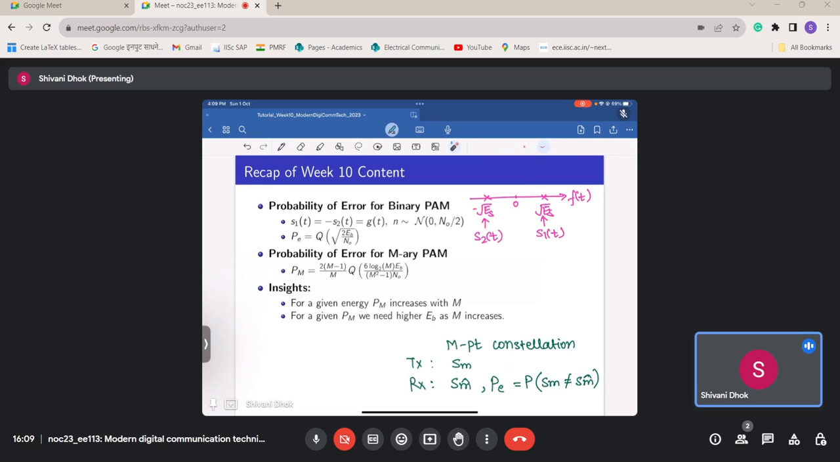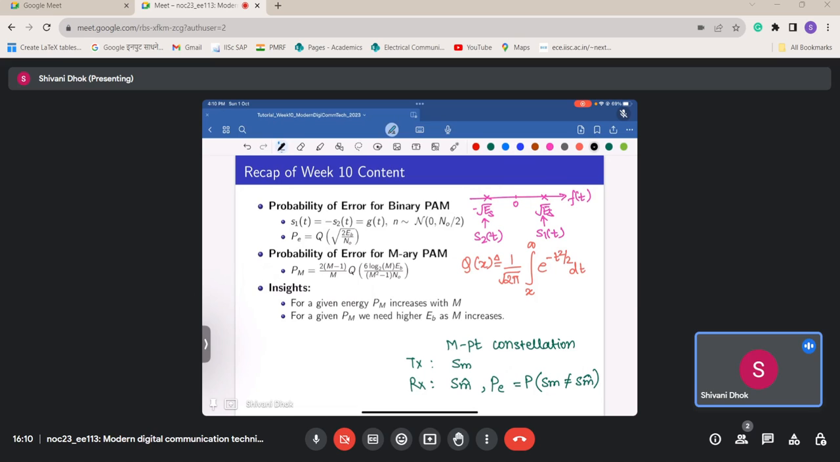So this is what is written here: s1(t) equals minus s2(t) equals g(t), and the noise is distributed as a Gaussian random variable with 0 mean and variance N_0 by 2. The probability of error for this constellation is obtained as Q of root 2E_b by N_0, where the Q function Q(x) is defined as 1 upon root 2 pi, integral from x to infinity of e to the power minus t squared by 2 dt.